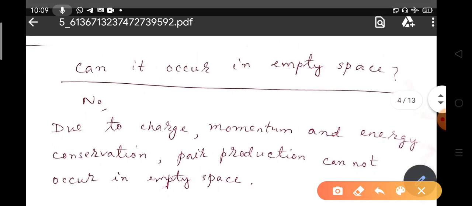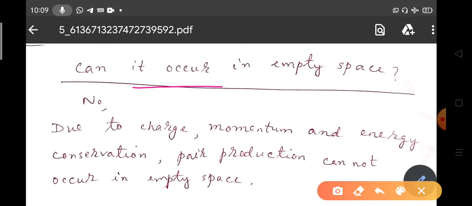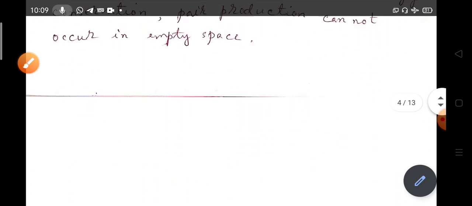The first question is, can it occur in empty space? So, is pair production possible in empty space or not? No, pair production is not possible in empty space. Why? Due to charge, momentum and energy conservation, pair production cannot occur in empty space.